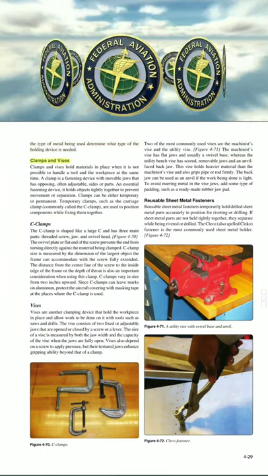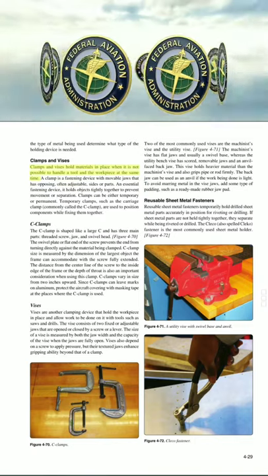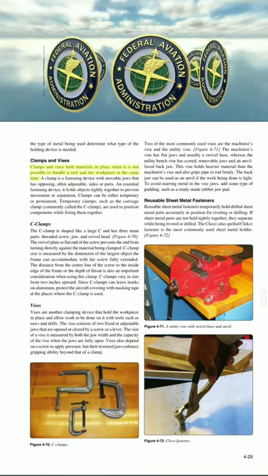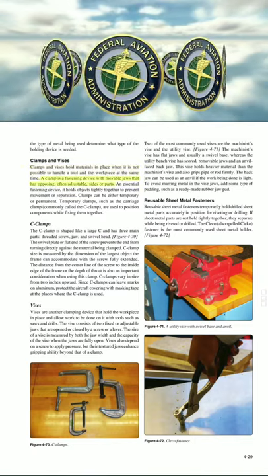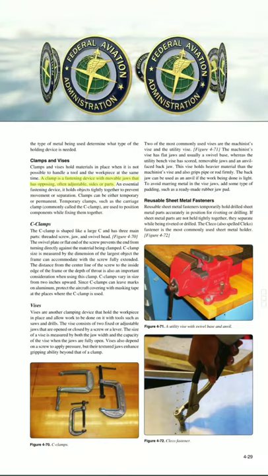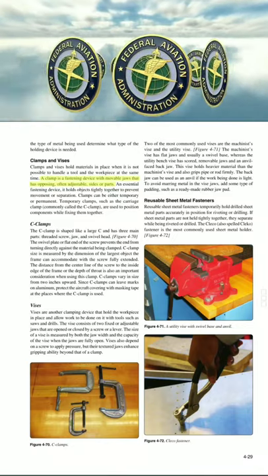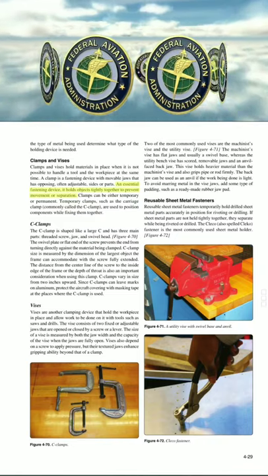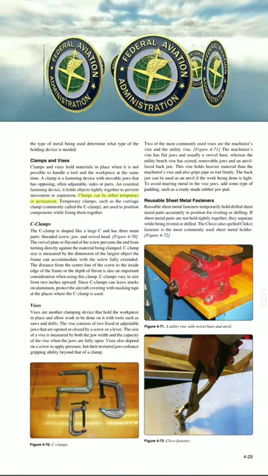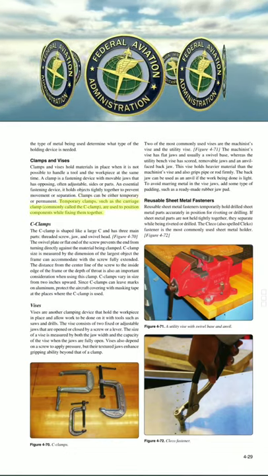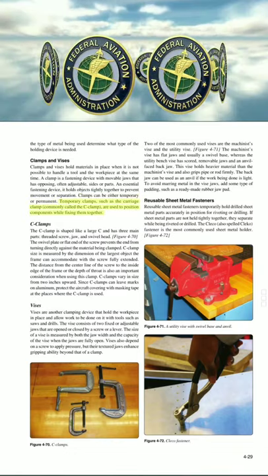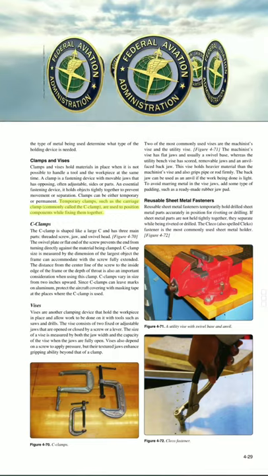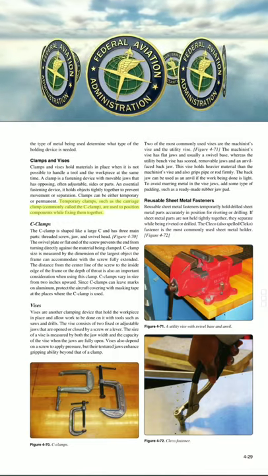Clamps and vises. Clamps and vises hold materials in place when it is not possible to handle a tool and the workpiece at the same time. A clamp is a fastening device with movable jaws that has opposing, often adjustable, sides or parts. An essential fastening device, it holds objects tightly together to prevent movement or separation. Clamps can be either temporary or permanent. Temporary clamps, such as the carriage clamp, commonly called the C-clamp, are used to position components while fixing them together.